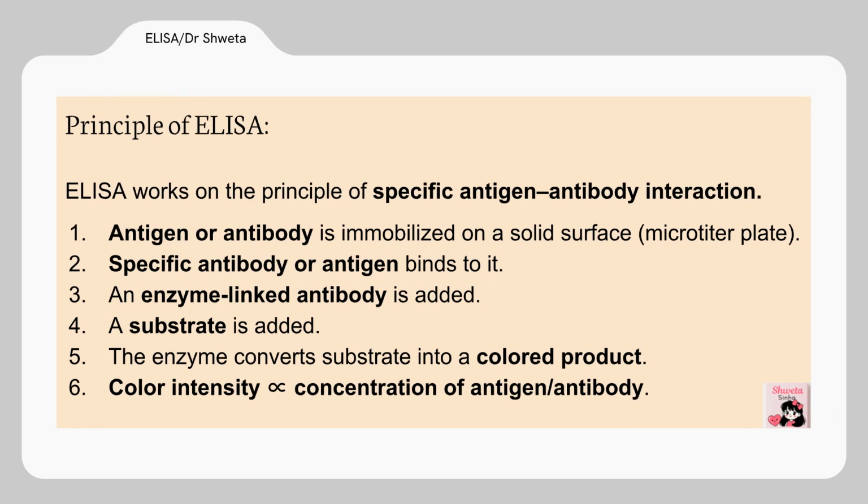The steps involve immobilizing an antigen or antibody on a microtiter plate, binding a specific antibody or antigen, adding an enzyme-linked antibody, and adding a substrate. The enzyme converts the substrate into a colored product, and color intensity is proportional to the concentration of the antigen or antibody.